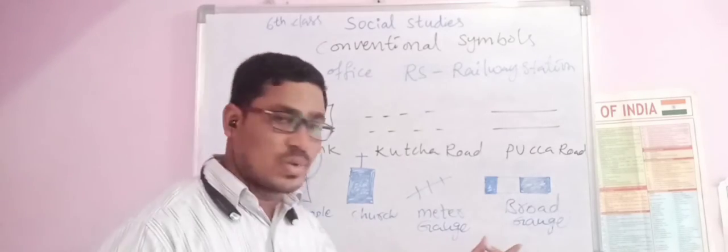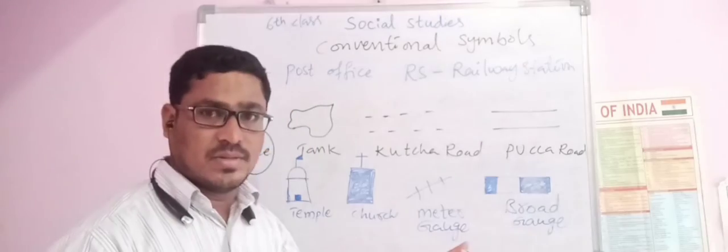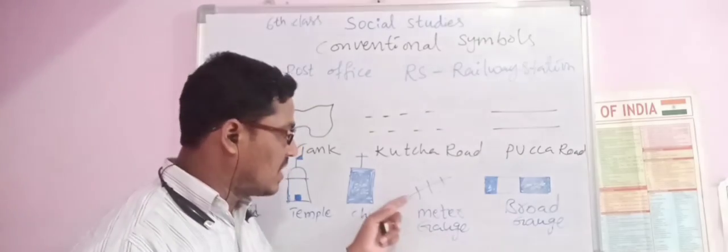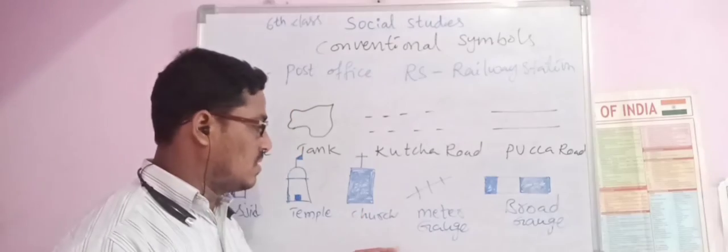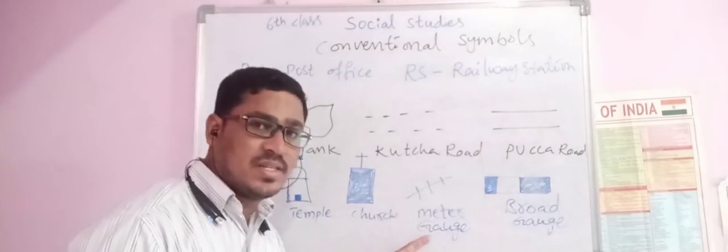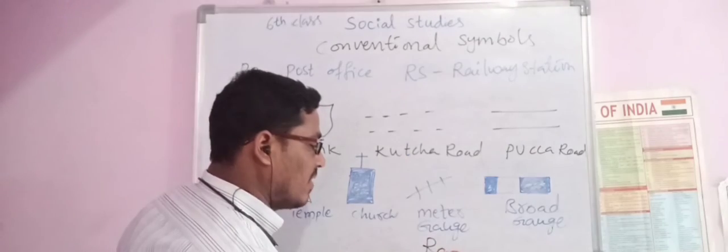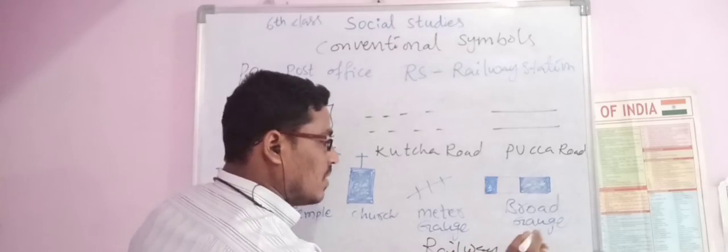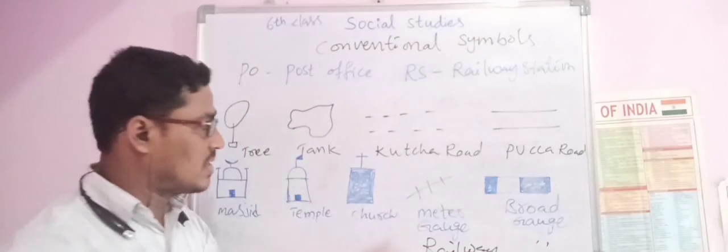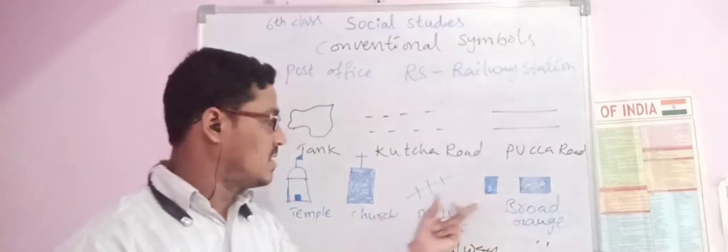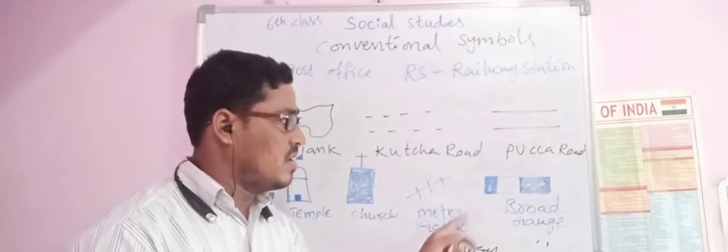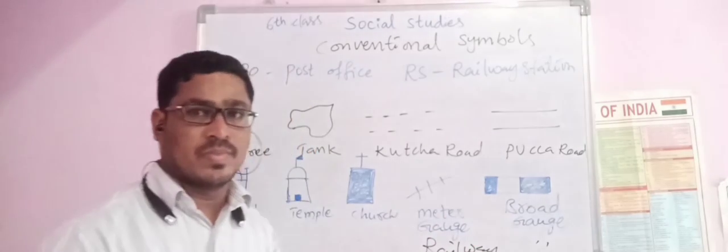And here are another two railway symbols. One is the meter gauge railway and the other is the broad gauge railway. Here also there is a small difference. You can observe this: meter gauge railway, broad gauge railway.